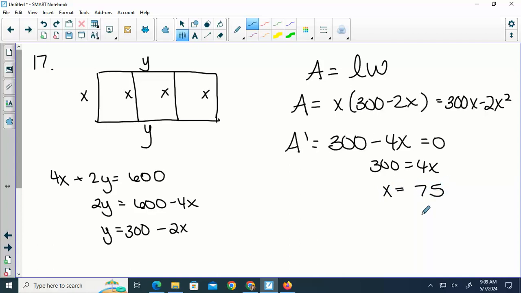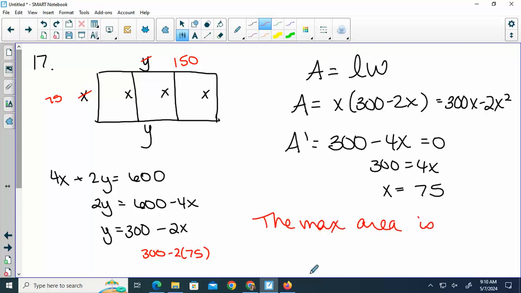So we wanted to find the maximum area. So if this side is 75, this one becomes what? So the maximum area, 75 times 150 gives us, and we were in meters, square meters.